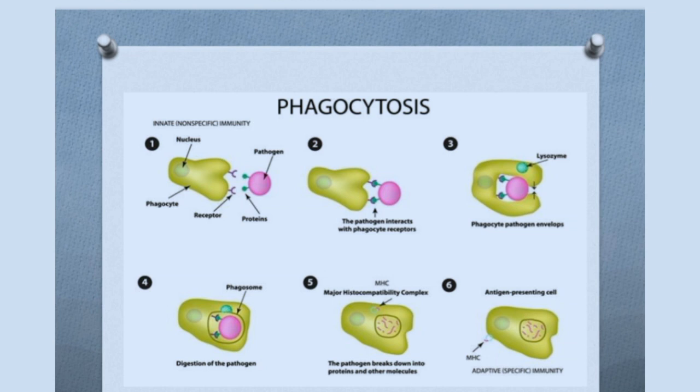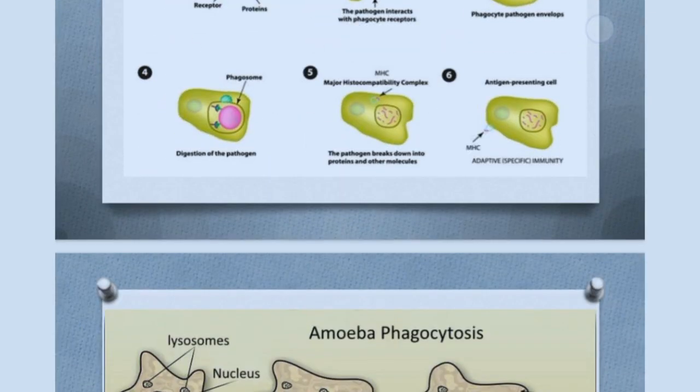Then the antigen presenting cell helps to kill the germ. So in this way, by phagocytosis, germs can be killed. So it plays an important part of the body's immune system.